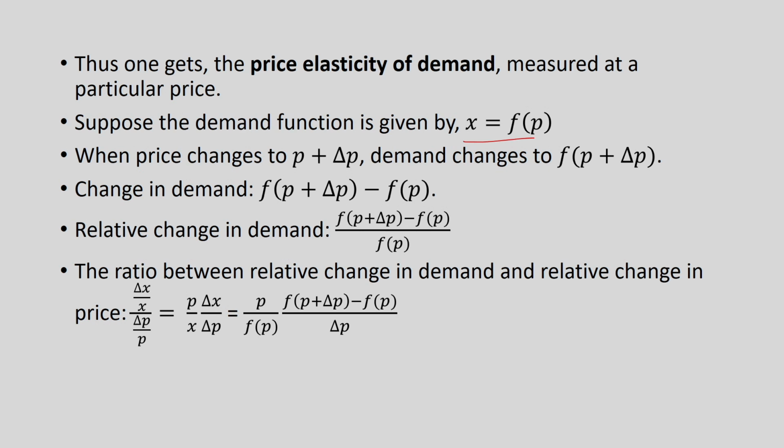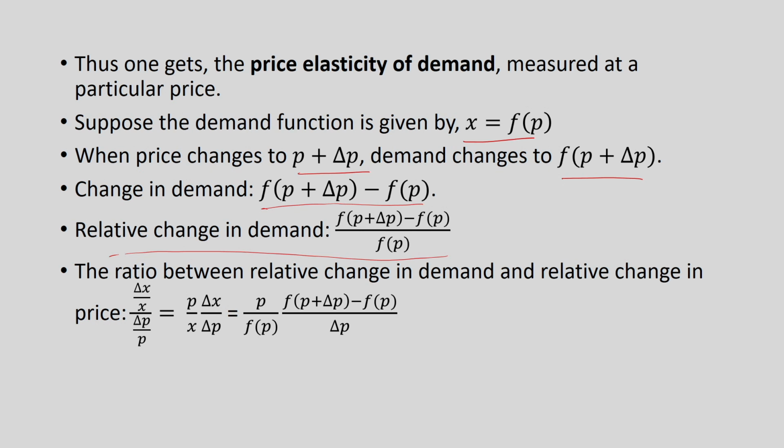Now, suppose the price changes to p plus delta P, and since the price has changed, the demand will change to f of P plus delta P. So, what is the change in demand? The absolute change in demand is given by f of P plus delta P minus f of P, the new demand minus the old demand, that is the change in demand. And what is the relative change in demand? It is given by f of P plus delta P minus f of P divided by f of P. This is the relative change in demand.